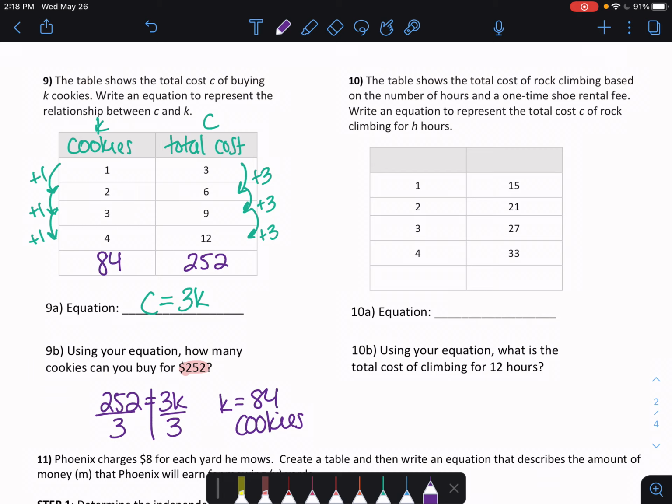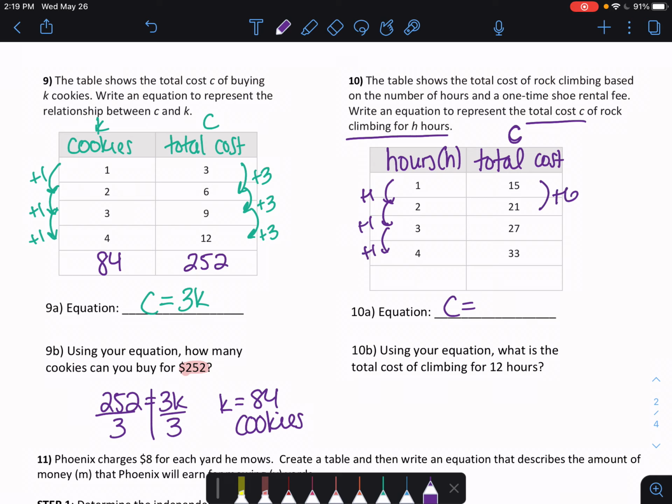Okay. Number 10 says the table shows the cost of rock climbing based on the number of hours and a one-time shoe rental fee. Write an equation to represent the total cost, C, of rock climbing for H hours. So here I'm going to count the number of hours that I spent rock climbing, and that relates to my total cost. So I am going to start with C equals, because C is total cost and H is hours. My inputs go up by 1. My outputs go up by 6. So I'm going to start with C equals 6H.